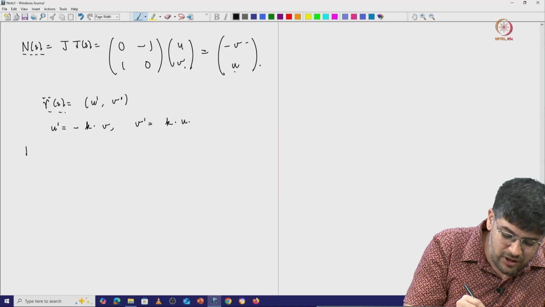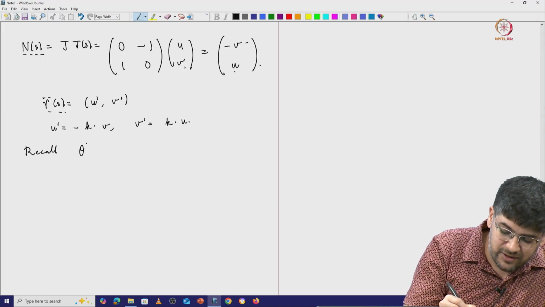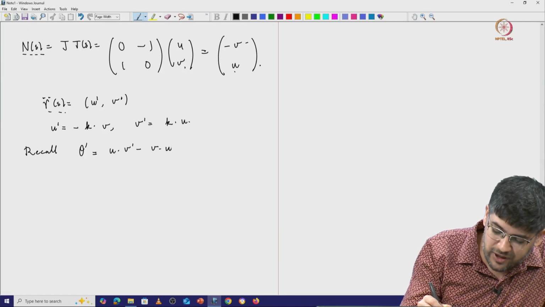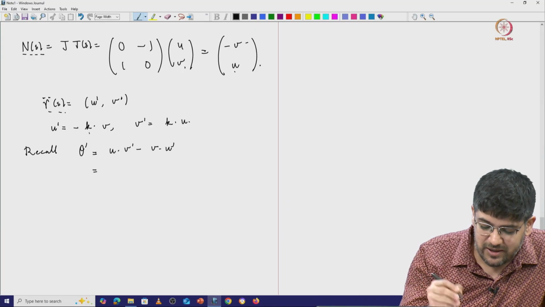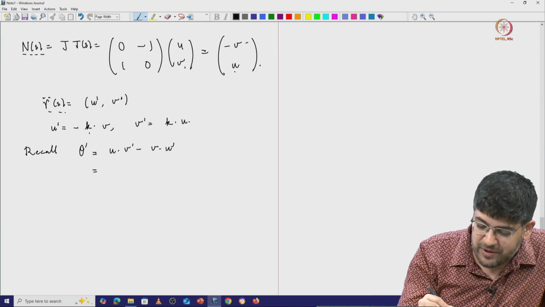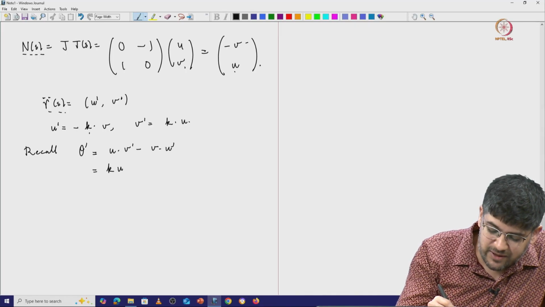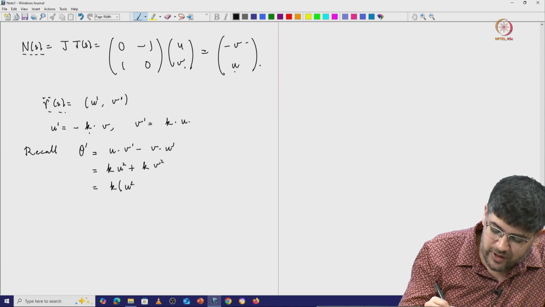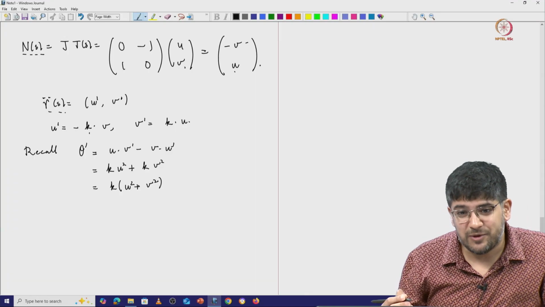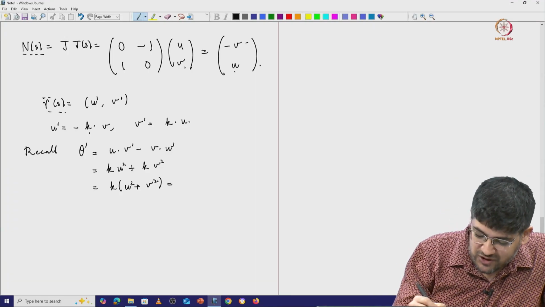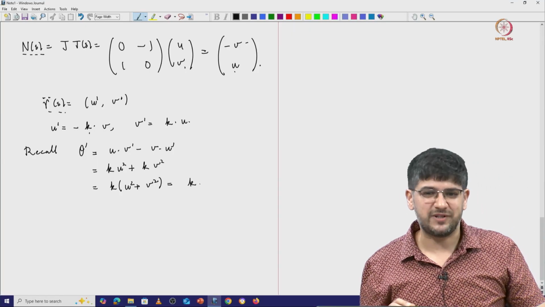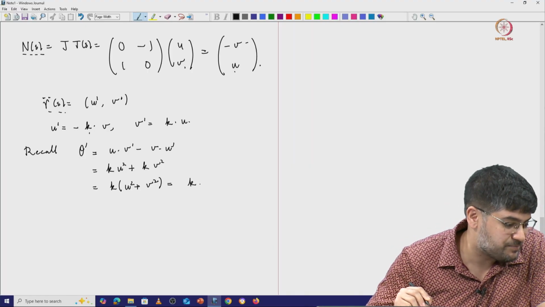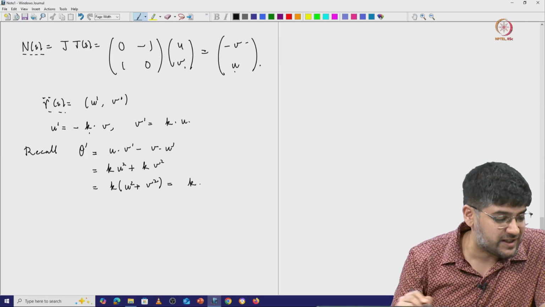Okay, so now recall that in the previous page we calculated that theta prime would be u times v prime minus v times u prime. So instead of u prime I plug in minus k times v, instead of v prime I plug in k times u. So this is going to be k times u squared plus k times v squared, which is k times u squared plus v squared. But again u squared plus v squared is the norm squared of the tangent vector, which is 1. So this is k. So theta prime is precisely k. So this proves our little claim that theta prime is actually k.